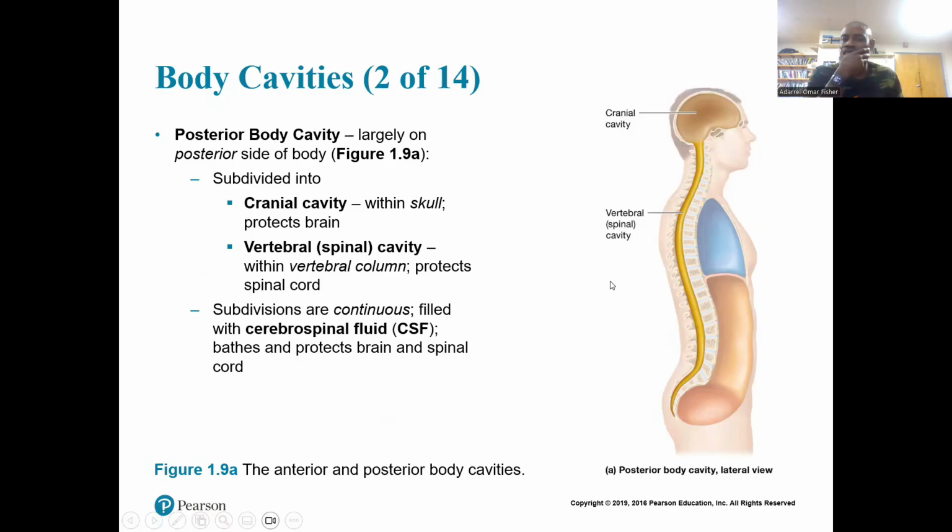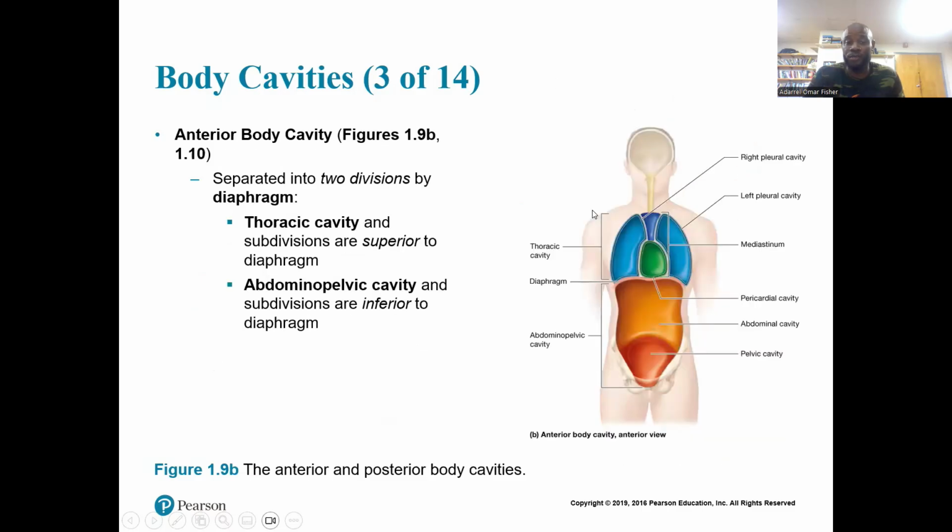So we have the cranial cavity. That's within the skull, and it protects the brain. There's also a vertebral cavity. You think of your spinal cord being in your vertebral cavity, protecting your spinal cord. Both of those cavities are filled with cerebral spinal fluid, which bathes your brain and spinal cord in this fluid that allows them to stay nice and moist and not get injured.